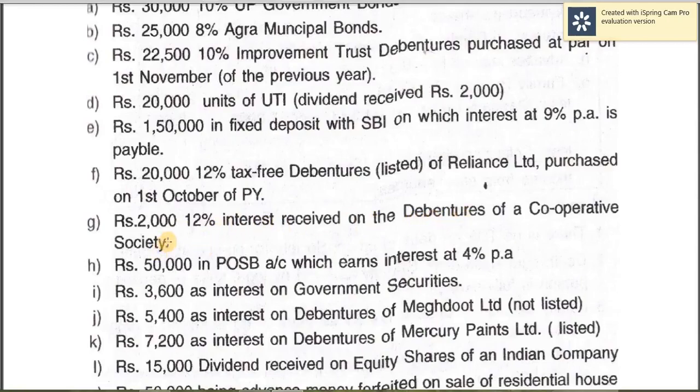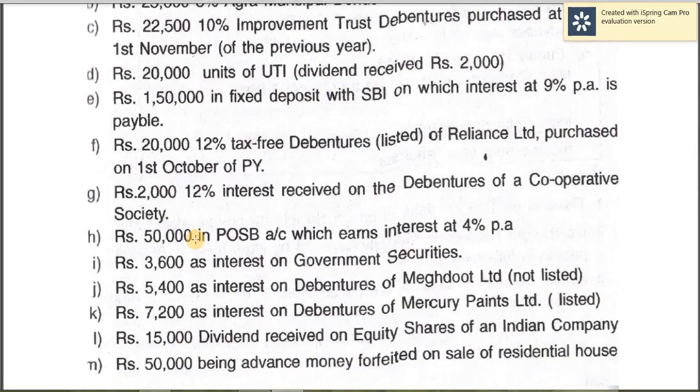Next, 2,000, 12% interest received on the debentures of a cooperative society. Interest from a cooperative society is not subject to TDS, so the entire amount should be taken. 2,000 amount is given and 2,000 is received, so 2,000 should be taken as income.